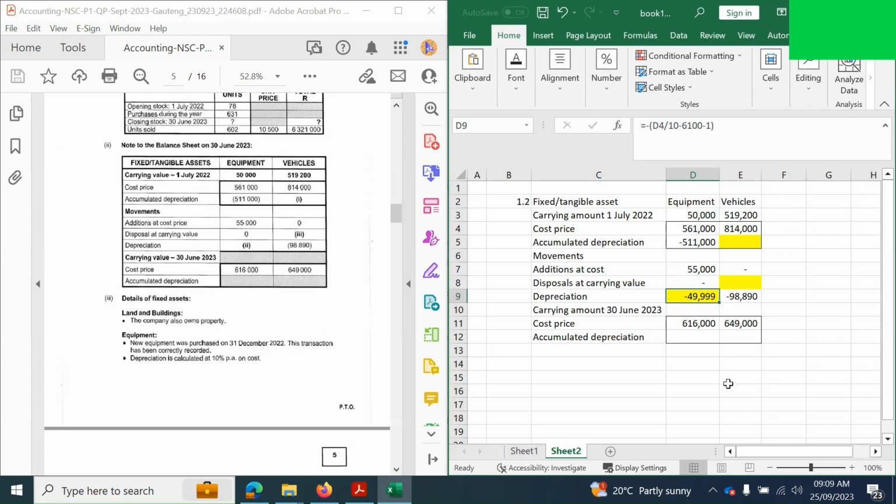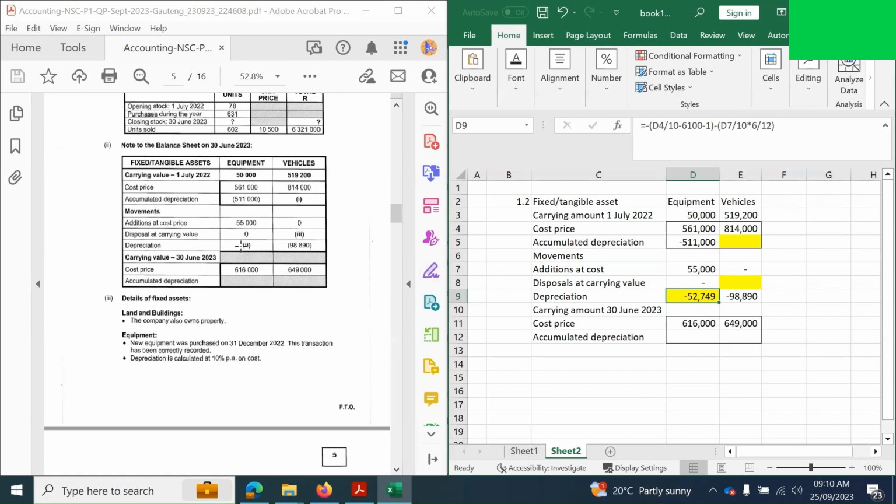I now also need to add in depreciation for equipment that I bought halfway through the year. So to do that, I take into account the 55,000 cost. We use a depreciation rate of 10% per annum, which I said is similar to a useful life of 10 years. I need to depreciate this for 6 months because we only had it for 6 months during the year. That gives me my depreciation of 2,749 for the year. Okay, so that answers this question here.